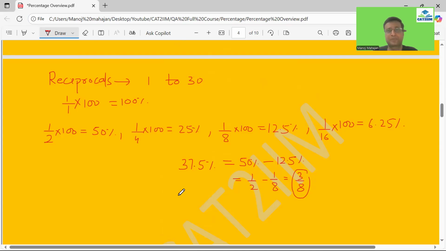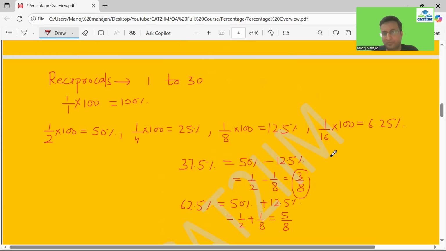So 37.5 percentage, if I write in a fraction by removing the percentage sign, I would look forward to calculate 3 upon 8. Similarly, if I look at 62.5%, if I wanted to calculate in the problem, so there's nothing but 50% plus 12.5%. So this time it would be the addition. So 1 by 2 plus 1 by 8, I would be getting 5 upon 8. So in a problem, if they ask you 62.5%, just calculate 5 by 8, you would be able to figure out the answer.